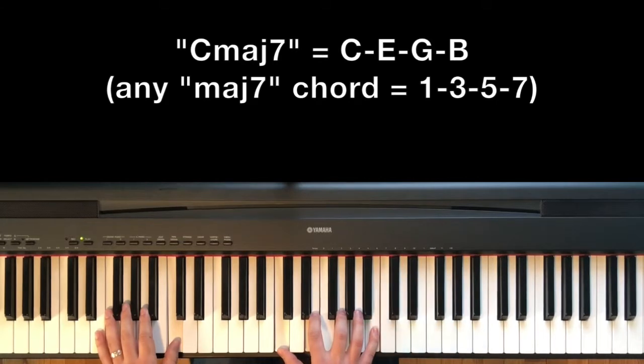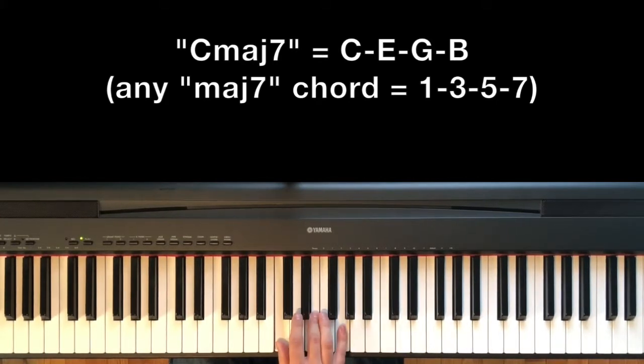All right? So C major 7 is taking a C major chord and adding the 7th note. A major 7 is actually a half step from the octave, right? So it's the 7th note of what would be a major scale.